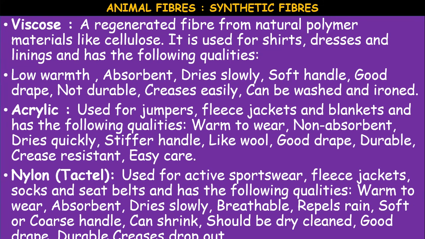Nylon. Nylon is also called tactile, and is used for active sportswear, fleece jackets, socks, and seat belts. It has the following qualities: warm to wear, absorbent, dries slowly, breathable, repels rain, soft or coarse handle, can shrink, should be dry cleaned, good drape, durable, creases drop out.